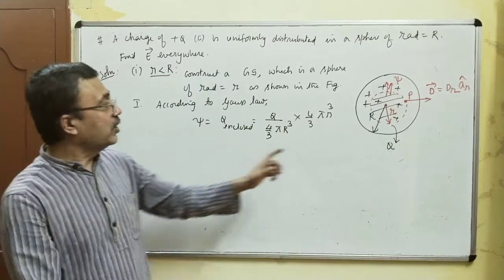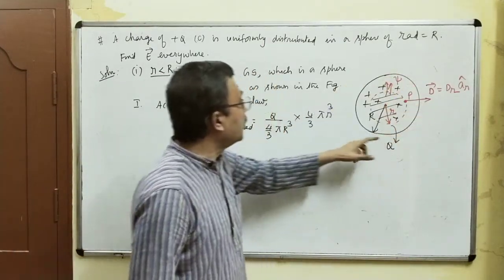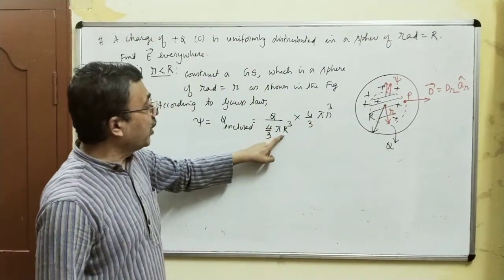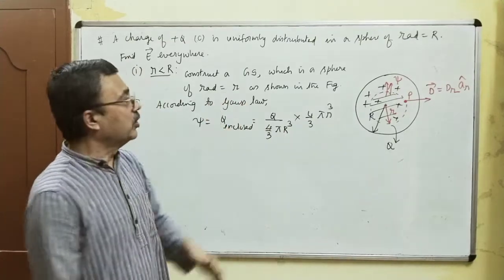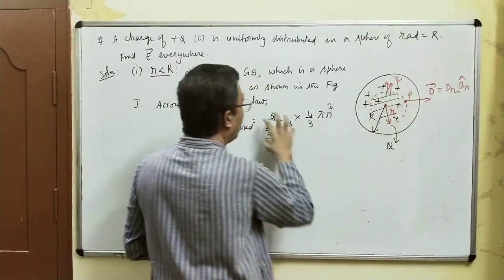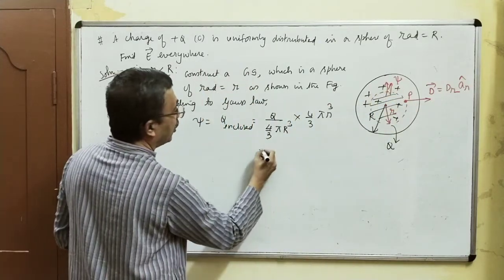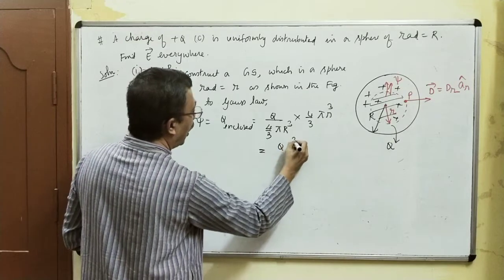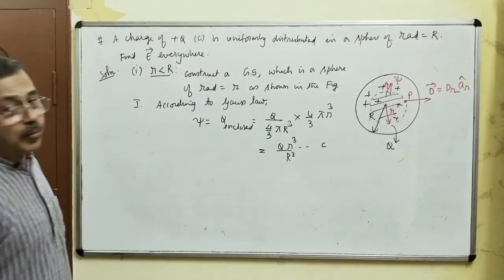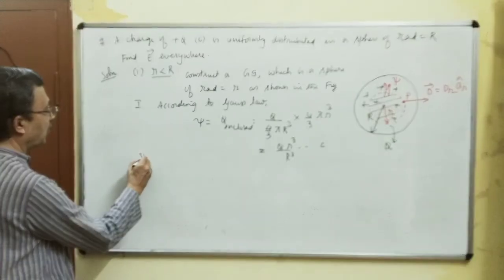Again, repeat. Q coulombs uniformly distributed in the entire volume. So what is the charge per unit volume? Q by 4/3 pi R cube. This is the charge for 1 meter cube. So what is the charge within this dotted sphere? Multiply this by the volume of the dotted sphere. So we get this as Q into r cube divided by R cube coulombs. This is the charge enclosed by the Gaussian surface, which is a sphere of radius equal to r.